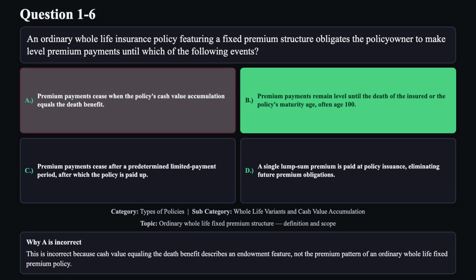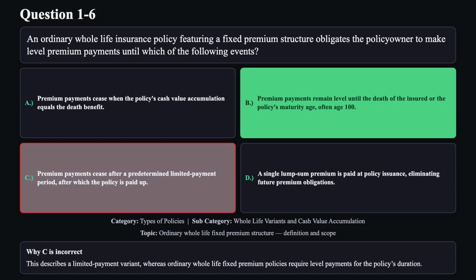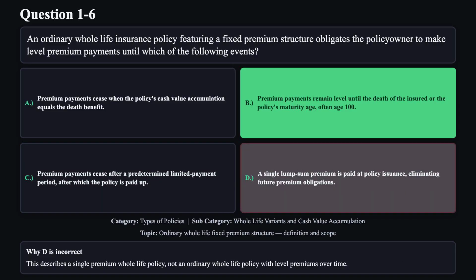Reason A is not correct. This is incorrect because cash value equaling the death benefit describes an endowment feature, not the premium pattern of an ordinary whole life fixed premium policy. Reason C is not correct. This describes a limited payment variant, whereas ordinary whole life fixed premium policies require level payments for the policy's duration. Reason D is not correct. This describes a single premium whole life policy, not an ordinary whole life policy with level premiums over time.